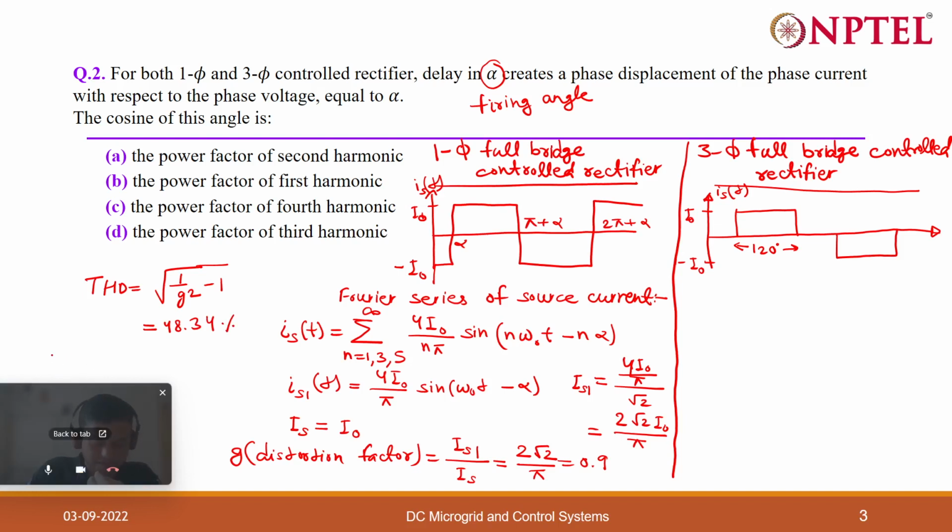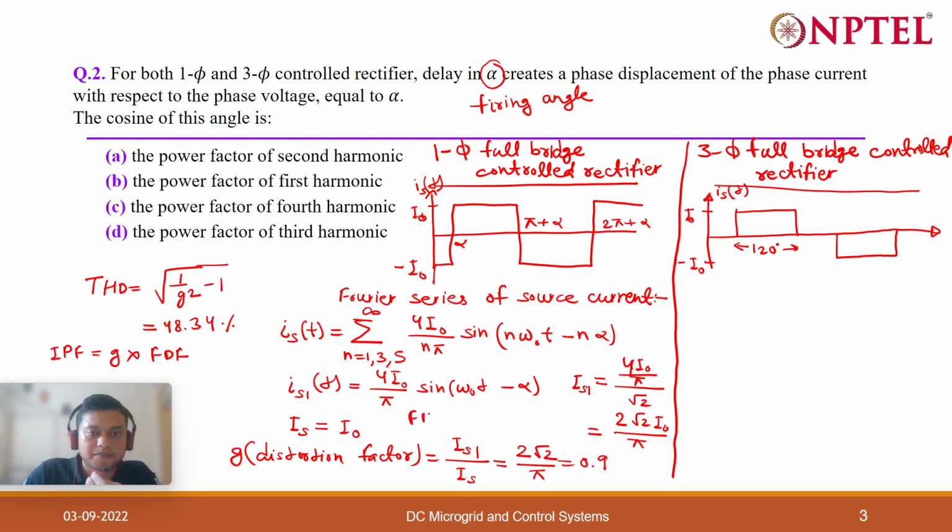It is irrespective of the firing angle; it is always constant. And if you find the input power factor, it will be G into the fundamental displacement factor. The fundamental displacement factor is cos alpha, because if you see this fundamental current with respect to the voltage, the displacement will be the alpha term. So in this question it is asking about this only.